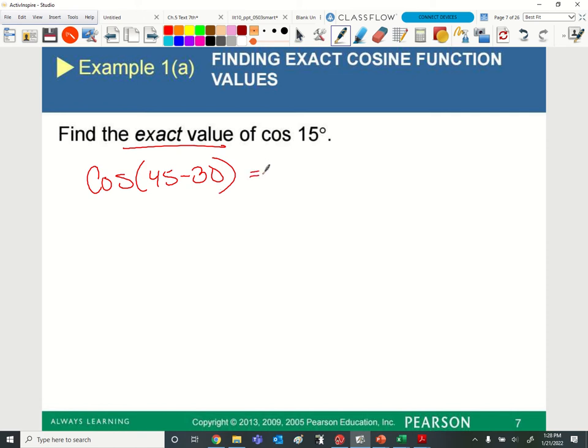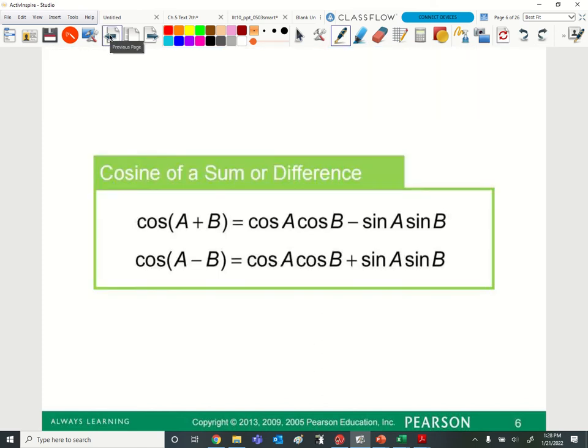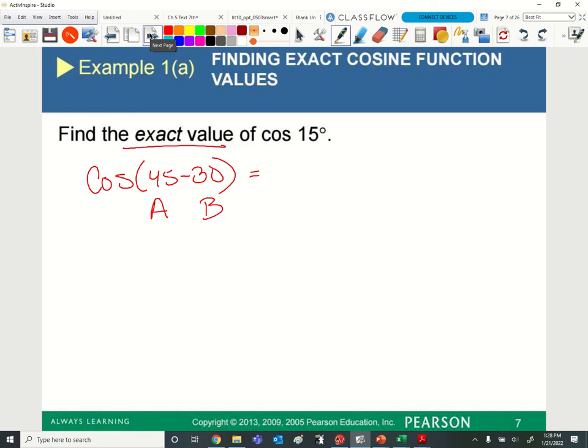So in this instance, this is my A, and this is my B, from these over here. Okay? And it's on your reference sheet also, and your notes. So this is going to say cosine of 45 times cosine of 30 plus sine of 45 sine of 30. I just plugged it straight into the A and B values from my formula.